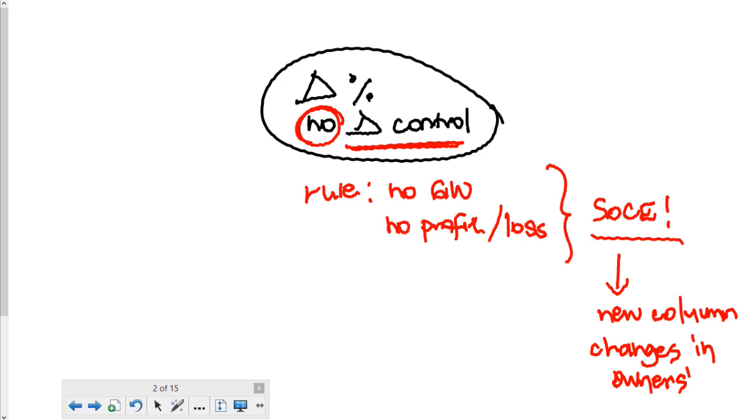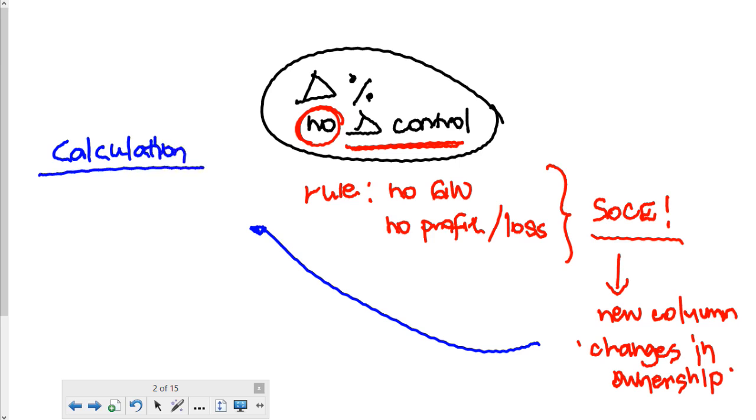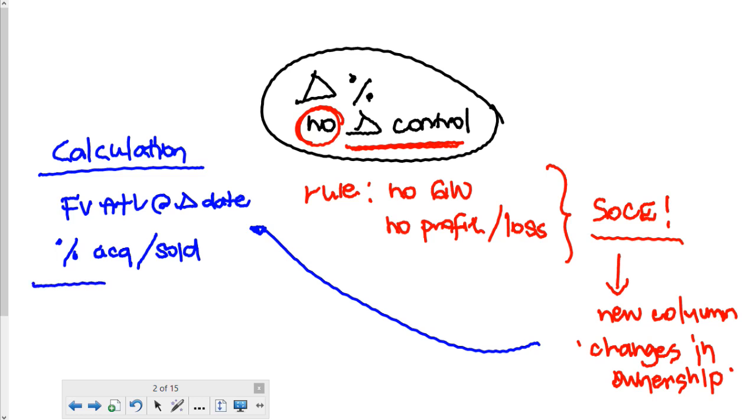And into that changes in ownership column will go the number which would have been goodwill or would have been a profit or loss on sale. The calculation of this amount is to take the fair value of assets and liabilities at the change date, to look at the percentage acquired or sold, and to then determine the fair value of assets and liabilities acquired or sold.